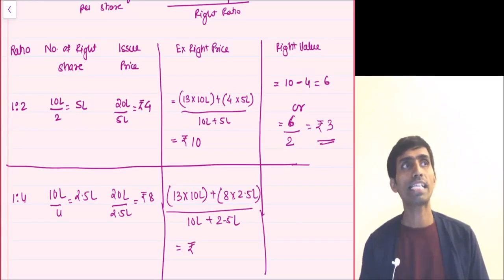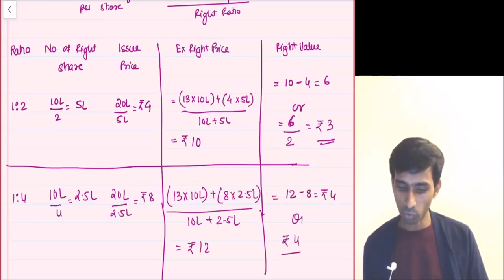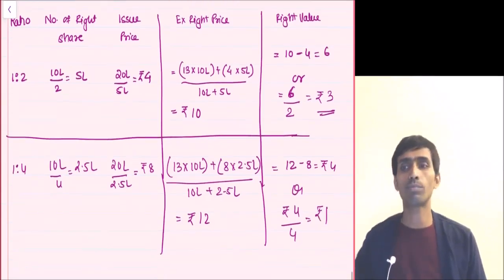13 into 10 is the existing market cap, plus the new market cap, that is 8 into 2.5, divided by the number of shares. Here you will get 12. So my ex-right price is 12. I bought it for 8. So the value is 4, or 4 divided by 4, the ratio. The answer is rupees 1.